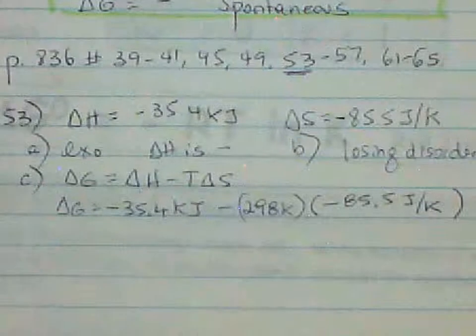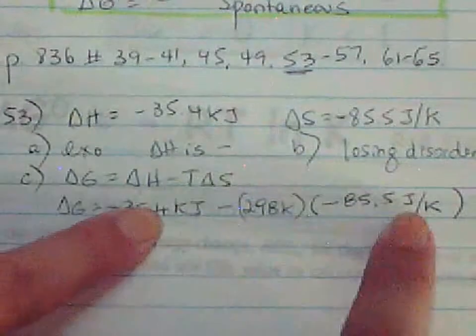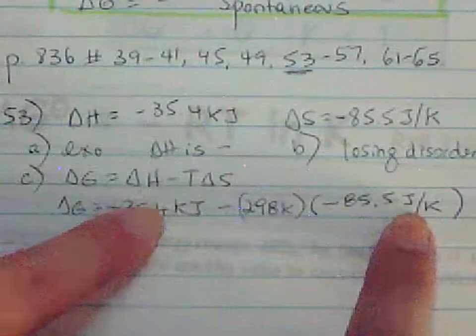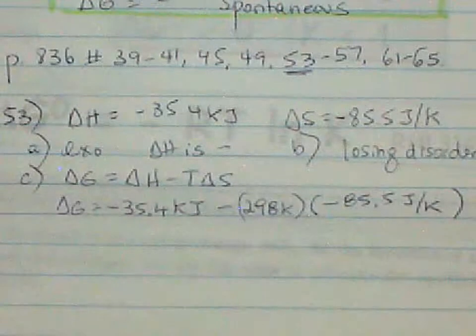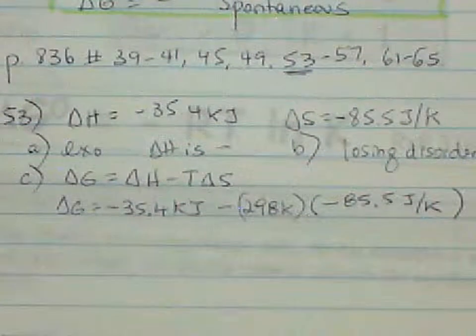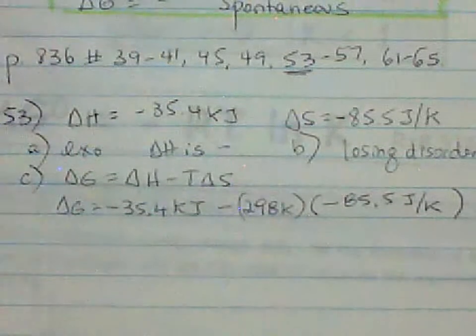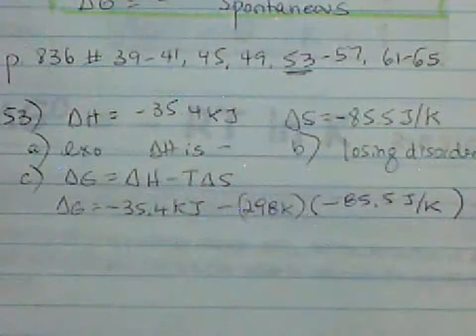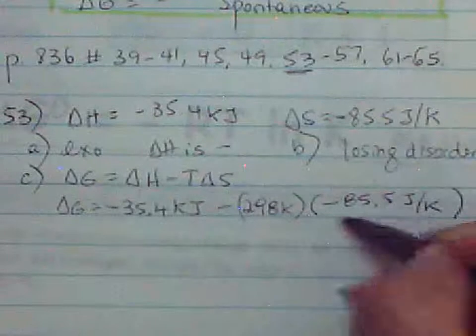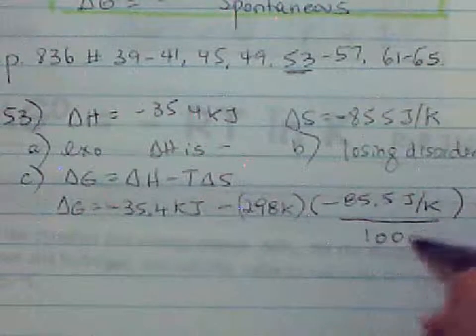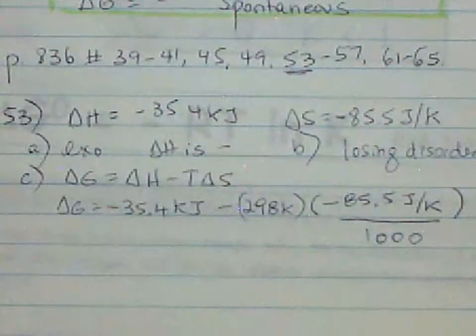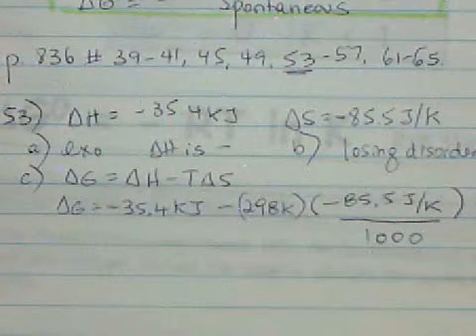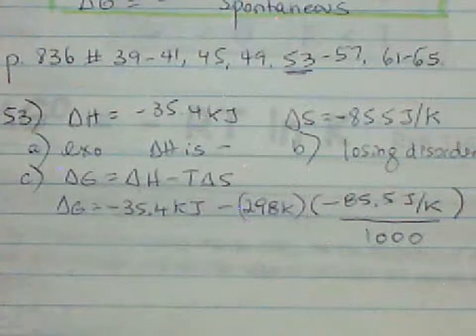But you'll notice that this is kilojoules, this is joules. That's inconsistent. So either I change both to kilojoules or I change both to joules. I prefer, because of the order of magnitude that we're talking about, to just go ahead and change it to kilojoules, because usually these things are in that size scale. So the way that you change this to kilojoules is divide by 1,000. Remember, it's division, not multiplication.